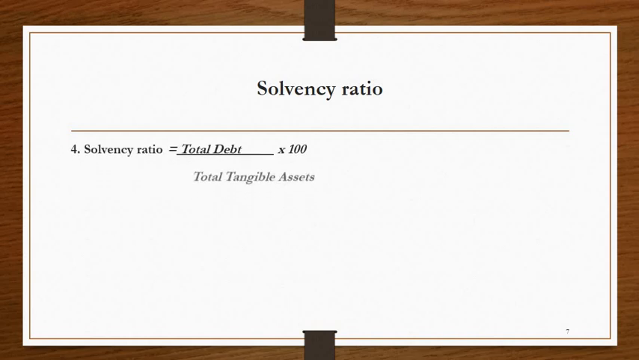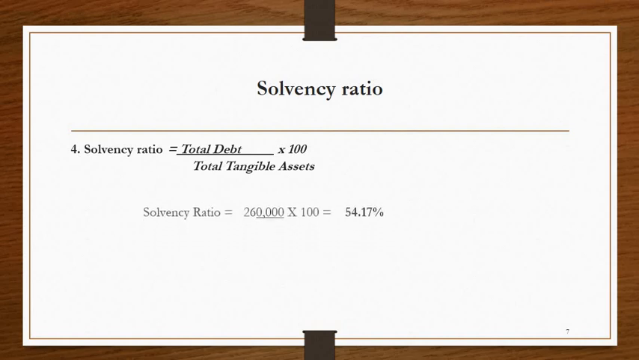Solvency ratio. Solvency ratio is equal to total debt divided by total tangible assets into 100. We already know the values. Total debt is rupees 2 lakh 60,000, total tangible assets is 4 lakh 80,000 into 100. So the solvency ratio will be 54.17%.